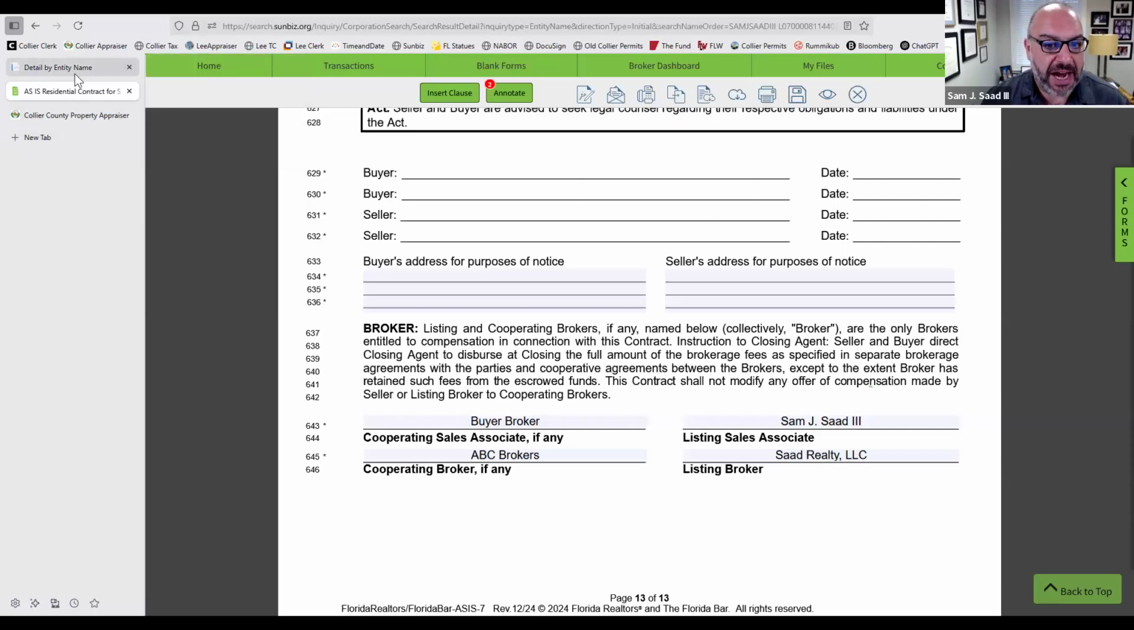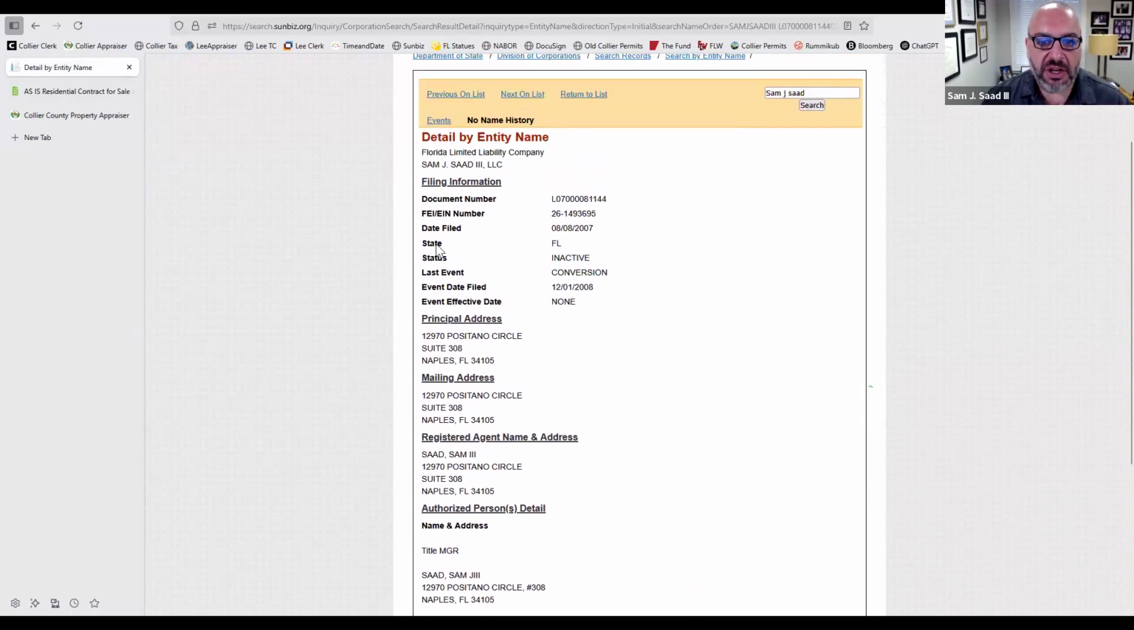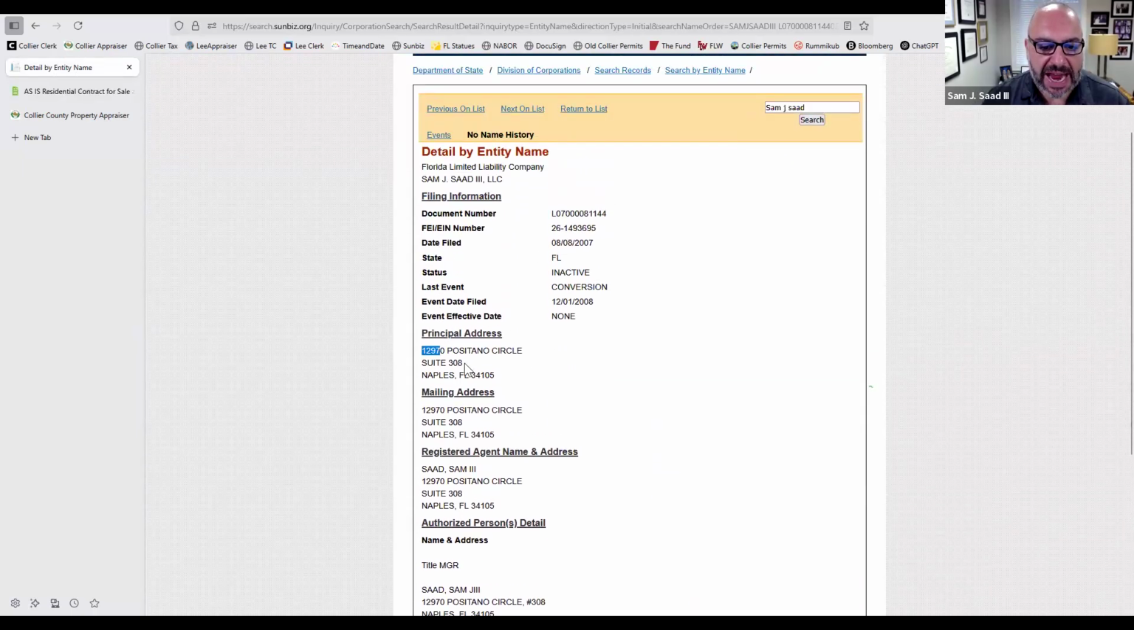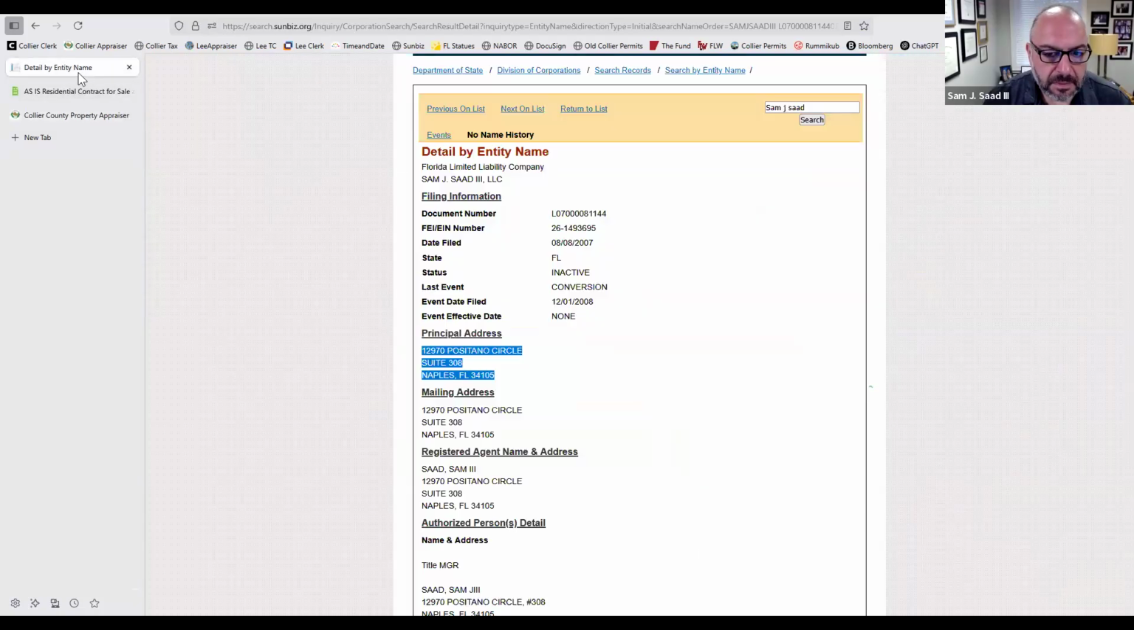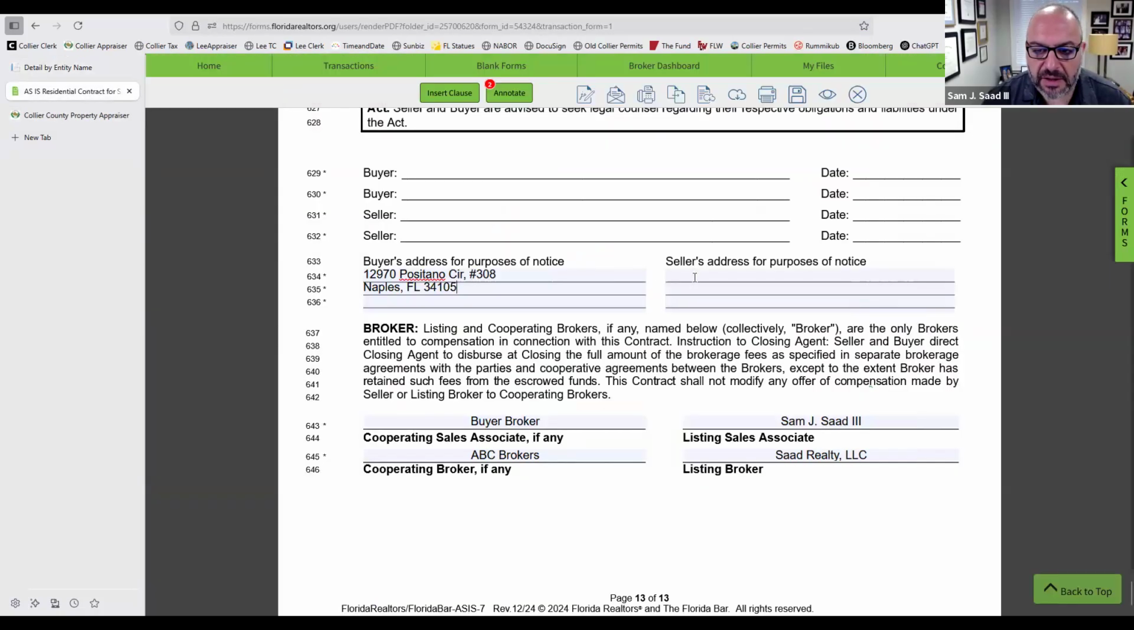We have an entity that's a buyer. So let's go back to our screen under Sunbiz and see where the principal address of the buyer is. It's listed right here. See the highlight? 12970 Positano Circle. So let's get that in here. That's the right zip code, right? Yeah. Okay, the seller's address for purposes of notice, also very important.